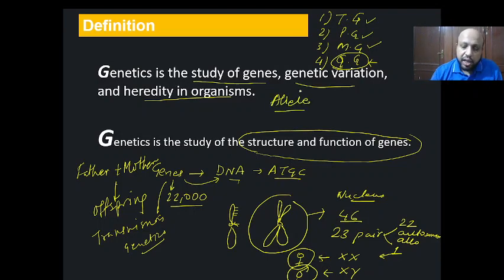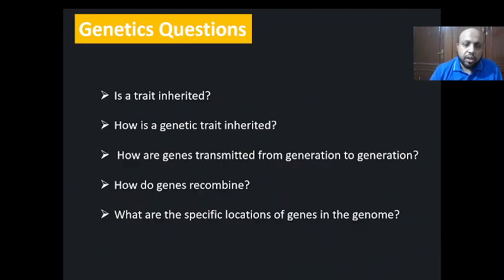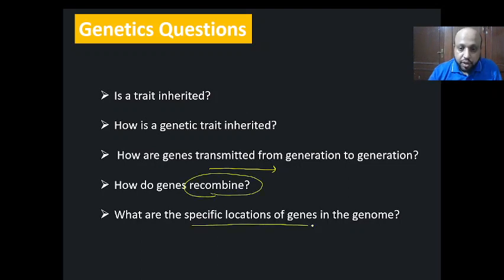But before that, I would like to tell you what questions genetics basically asks. Genetics asks: is a trait inherited, meaning has it been transferred from one generation to another? How is this genetic trait inherited? How are the genes transmitted from one generation to another? How do genes recombine? What are the specific locations of these genes on the genome?